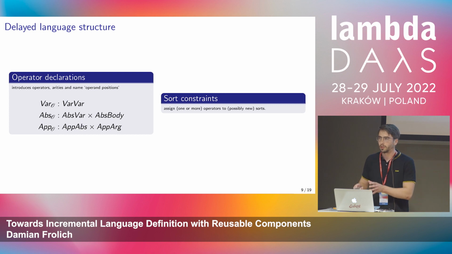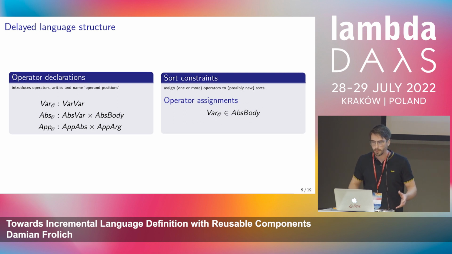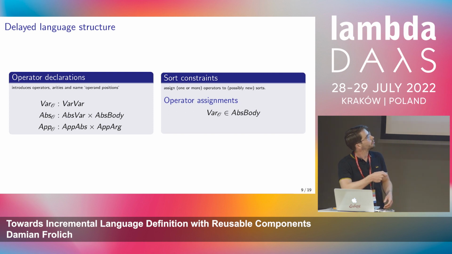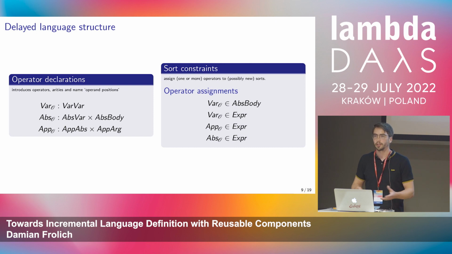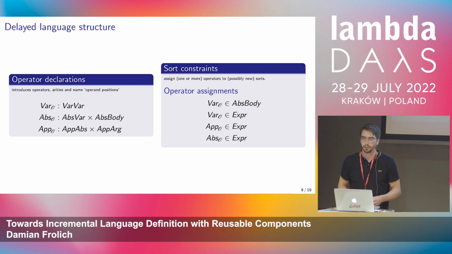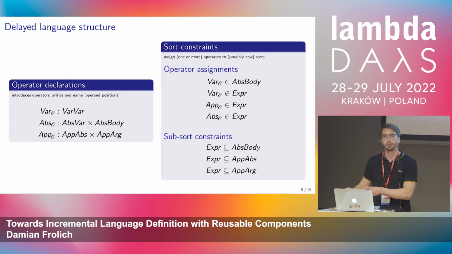So now we have this, and now to define the structure of a language, we use sort constraints. And what these do is they assign one or multiple operators to sorts. And this can be to an operand, so we can assign variables to the body of abstractions. So the operand is a sort, or we can use auxiliary sorts. Auxiliary sorts are sorts that do not occur as operands, but we can use them as a way to reduce boilerplate. So here we are back to our original example where we had the expressions. So we assign our operators to the expression, and then we use a subsort constraint where we distribute the expression over our operands that we want to target.